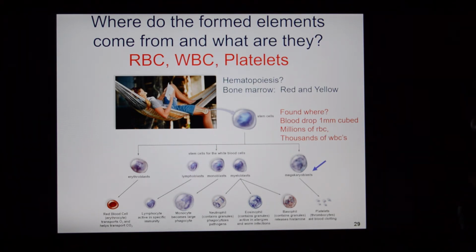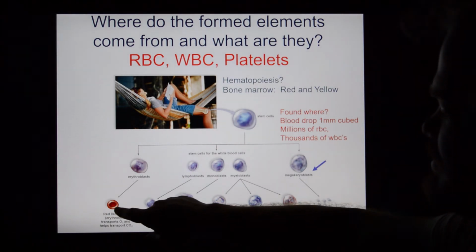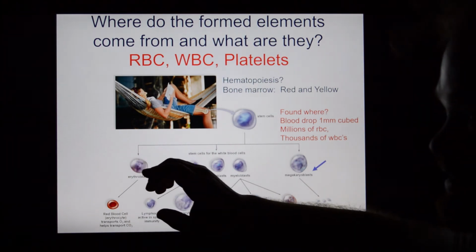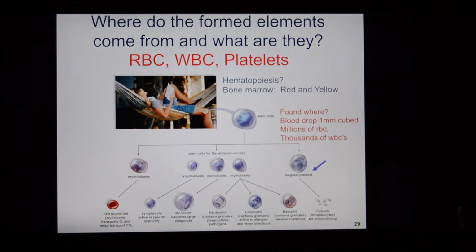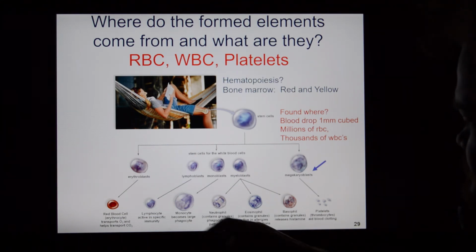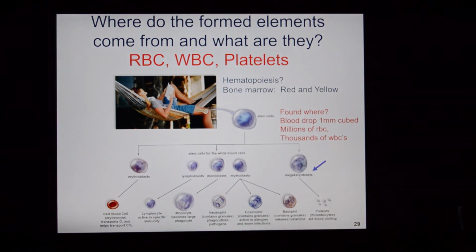Something interesting to point out is that red blood cells tend to have a very short shelf life because they don't have a nucleus. They can't fix damage, so they don't live very long. White blood cells can live years and years and years. They can be very old indeed. And platelets have, I think, a 14-day life cycle. They're very short.